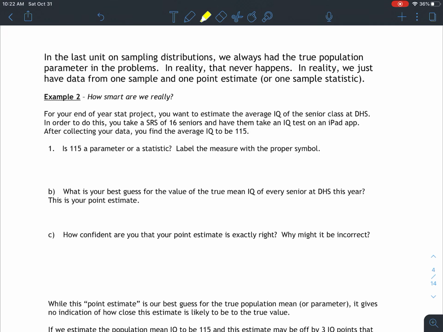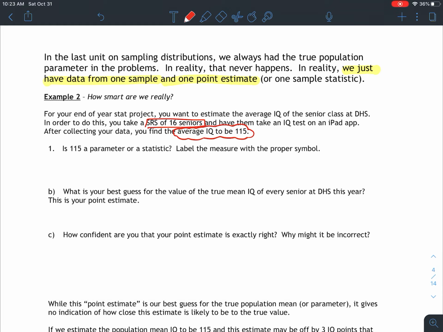So in reality, what we really typically have, statisticians that is, we just have data from one sample, and that creates one point estimate or one sample statistic. Okay, so let's look at this example here. It says, how smart are we really? So for the end of your year stat project, you want to estimate the average IQ of the senior class at Dover High School. In order to do this, you're going to take a simple random sample of just 16 seniors. You're going to have them take an IQ test on an iPad app. After collecting the data, this is what you discover. The average IQ for those 16 seniors is 115.